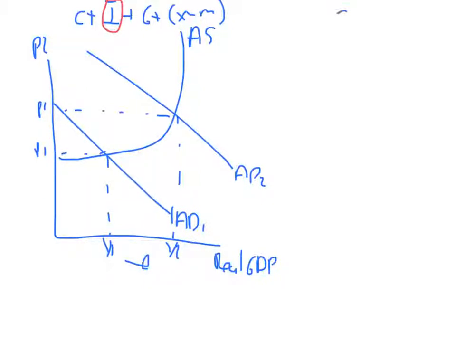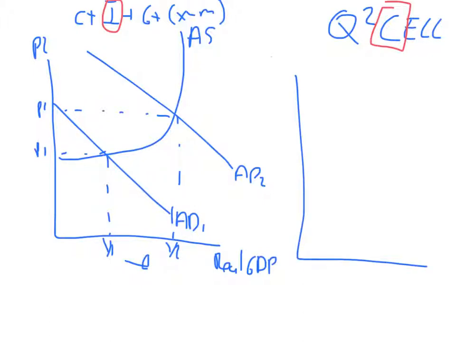Investment will increase the quantity, remember Q squared cell, increase the quantity of capital. Because, remember, whenever firms invest, that means that firms invest in capital goods. So, in the long run, this is going to happen. When firms invest, I'll just do the second diagram.